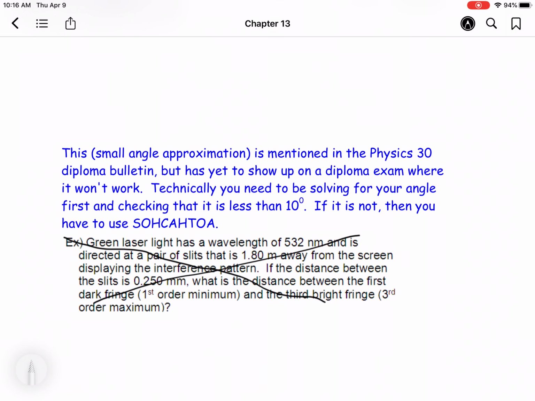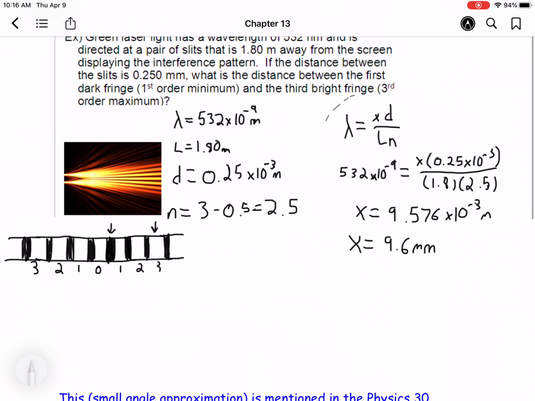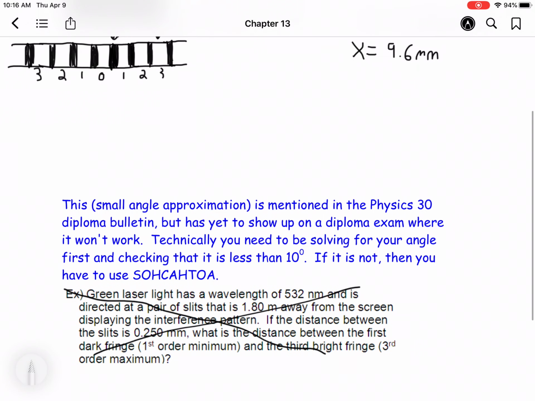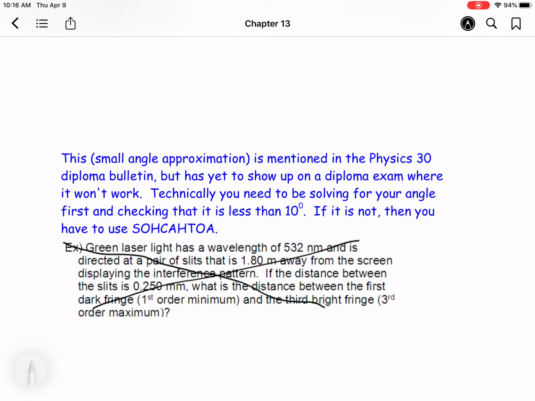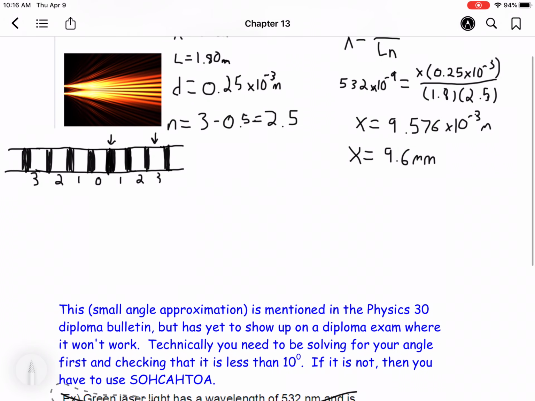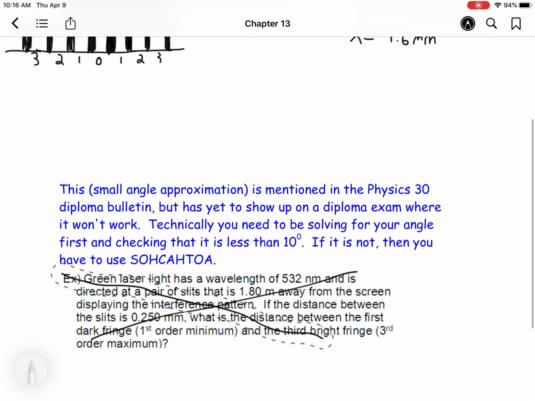The small angle approximation is mentioned in the Physics 30 diploma bulletin every year. I haven't seen it myself in a diploma exam, and I haven't heard of anyone actually seeing it. Basically, if they give you the numbers so that you can use this equation, then you are generally allowed to use it. If the angle is over 10 degrees, you'd have to use SOHCAHTOA to try and figure it out, which, of course, you could do, but it's just easier with the equation.